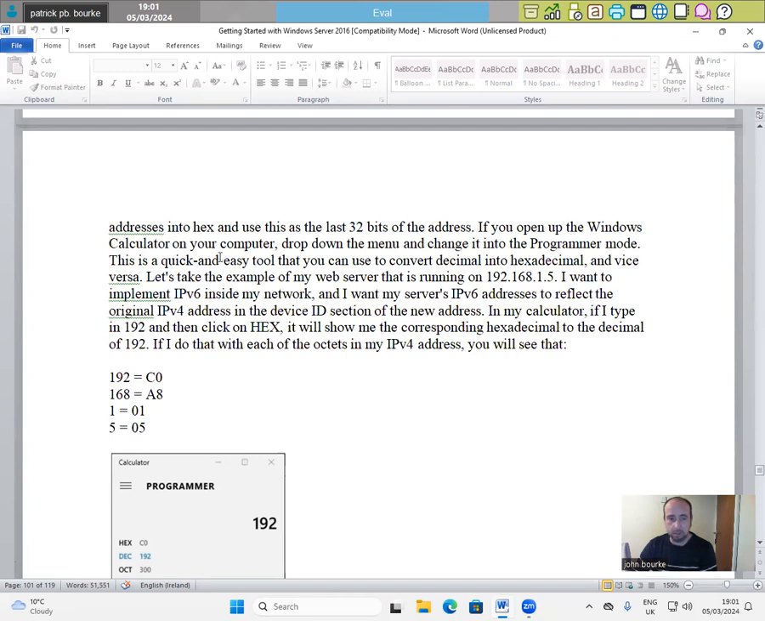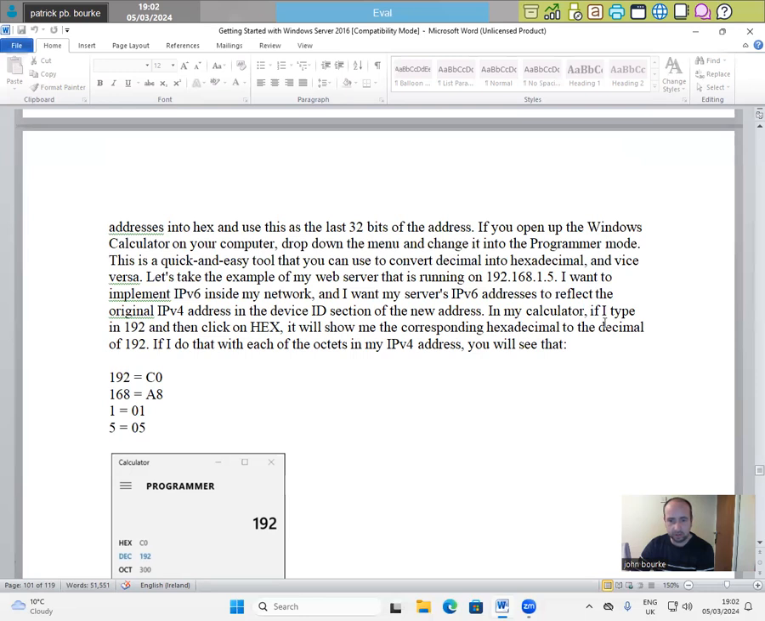If you open up the Windows calculator on your computer, drop down the menu and change it into programmer mode. This is a quick and easy tool that you can use to convert decimal into hexadecimal and vice versa. Let's take the example of my web server that is running on 192.168.1.5. I want to implement IPv6 inside my network, and I want my server's IPv6 address to reflect the original IPv4 address in the device ID section of the new address.